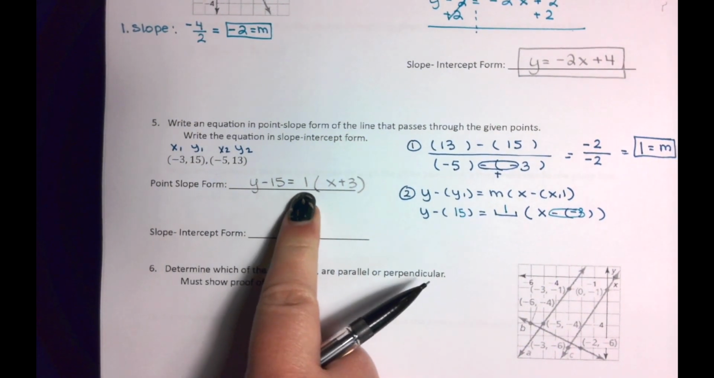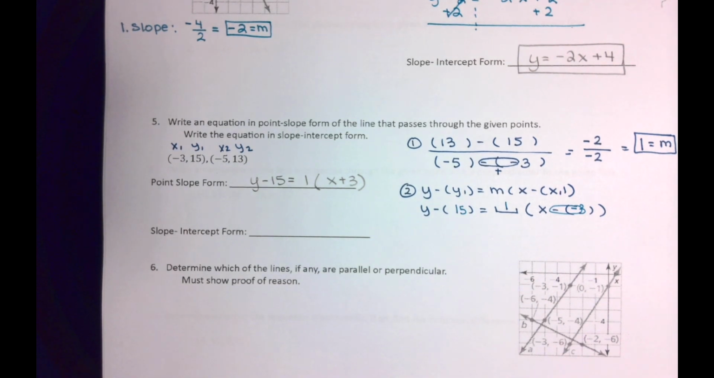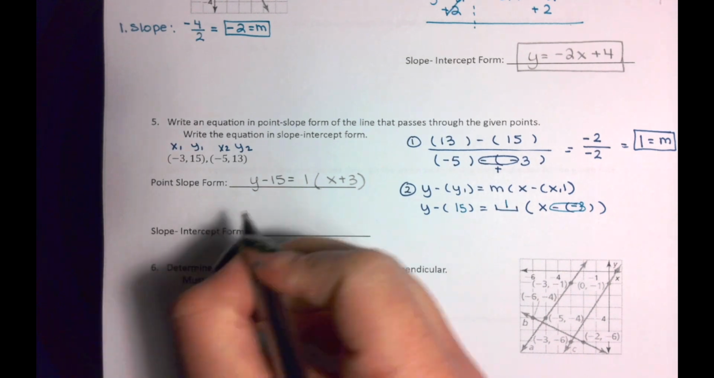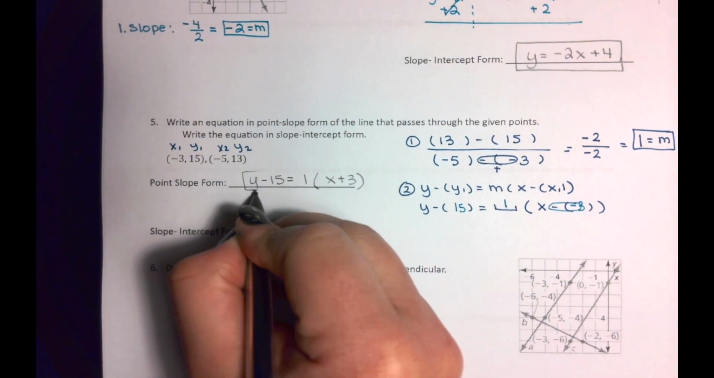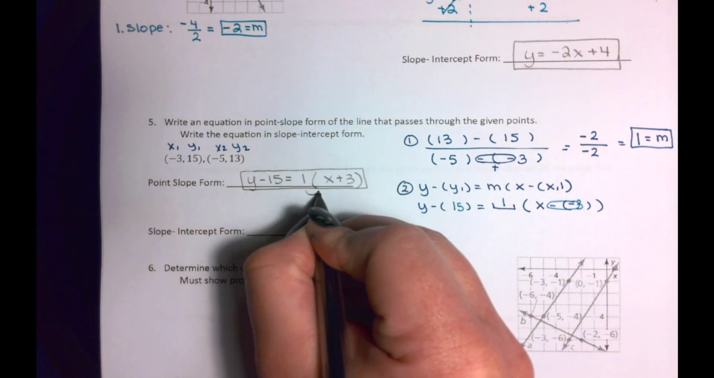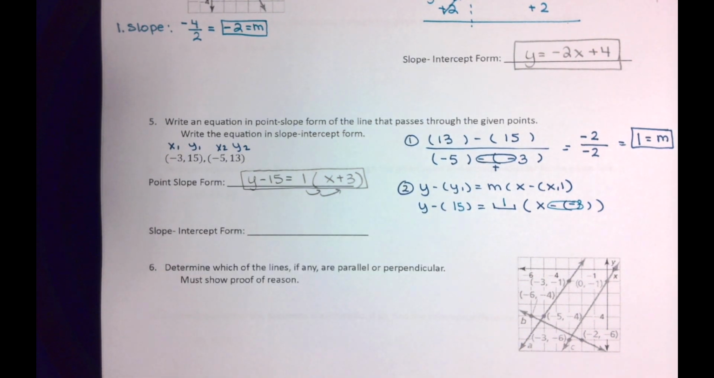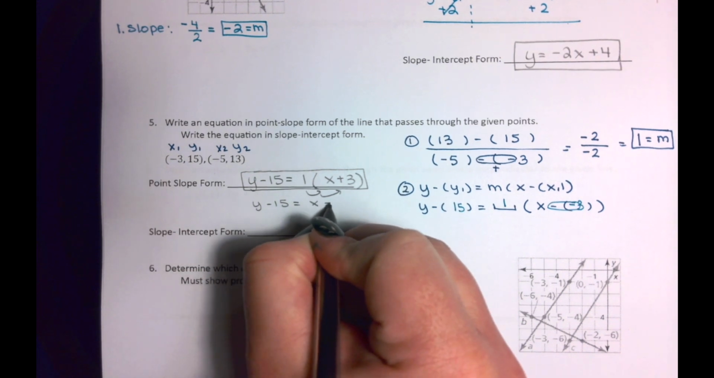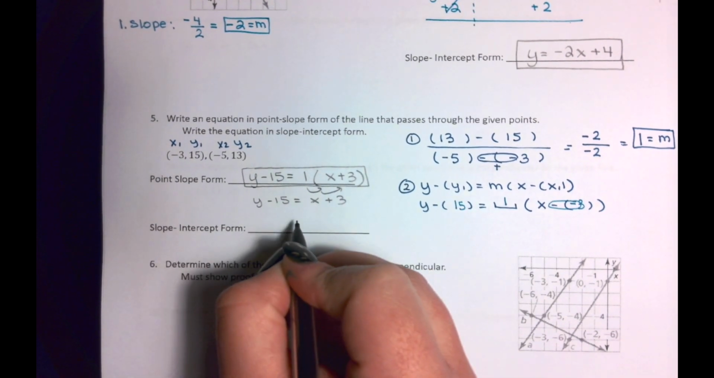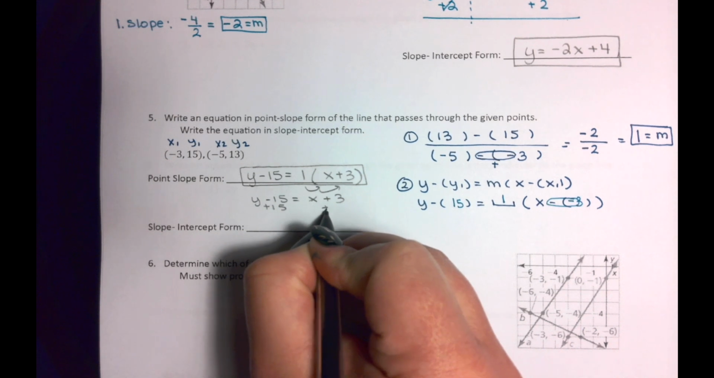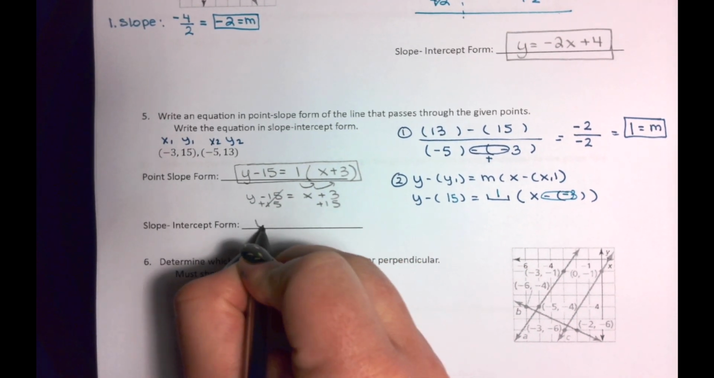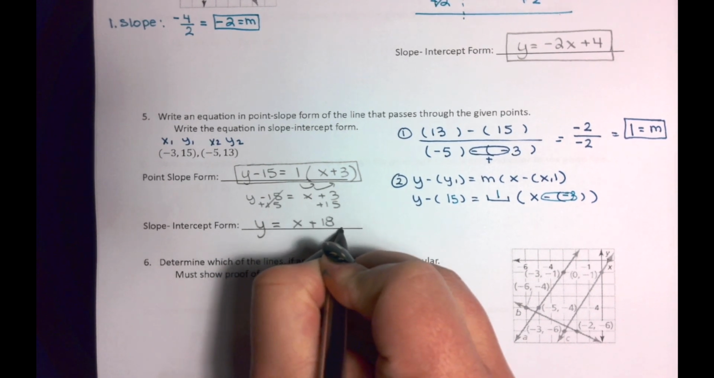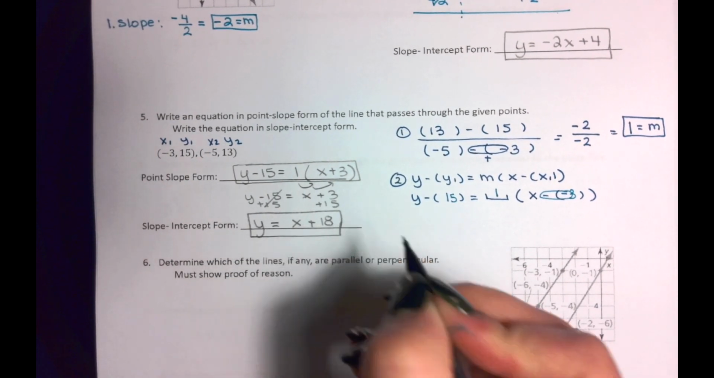Now you can choose to not write that 1, or you can choose to have that 1 there. Doesn't matter. It's the same thing. All right, for slope-intercept form, you're going to distribute that 1. If you chose not to write it, you can skip the distributing step only if your slope is 1. So we have y minus 15 is equal to x plus 3. And then we add 15 to both sides. We have y equals x plus 18. Here is our answer for your slope-intercept form.